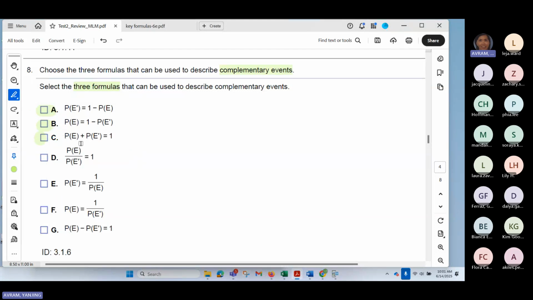You have the probability of E plus the probability of the complementary E prime is equal to 1, right? And then you can have the probability of E prime equal to 1 minus P of E, or P of E equal to 1 minus P of E prime, right? So using C, you can introduce A and B. So yeah, those are the only 3 correct. The rest are incorrect. Okay, very good job.